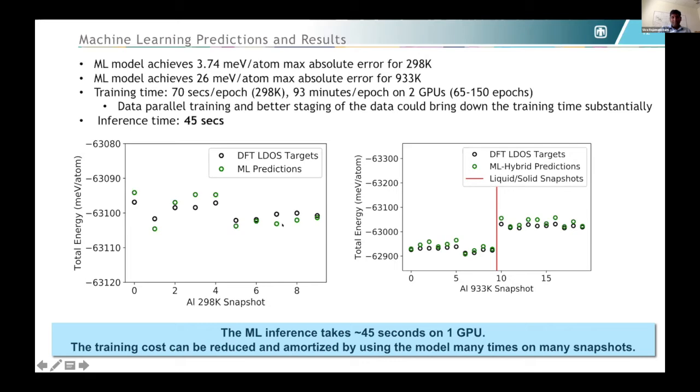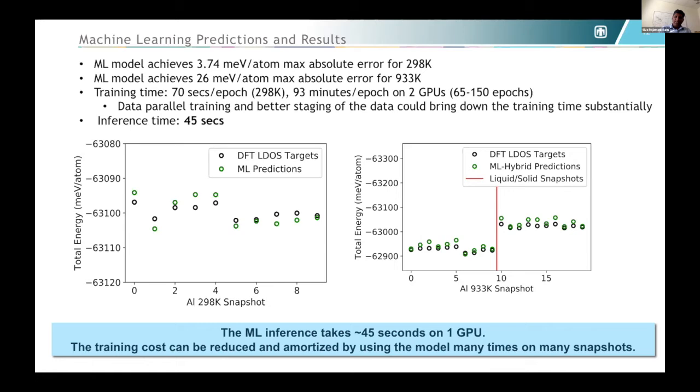In terms of milli electron volts per atom, the total energy is matched quite well for the ambient temperature on the left side, okay? Now the high energy, the total energy calculation for high temperature data is shown on the right. And there is a partition line in between on the right side.